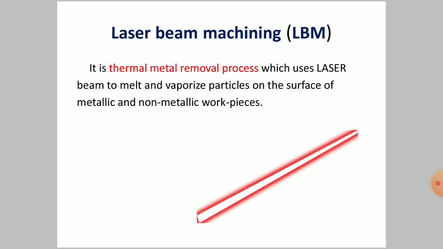Now, laser beam machining. It is shortly abbreviated as LBM. In laser beam machining, the acronym stands for light amplification by stimulated emission of radiation. It is a thermal metal removal process which uses a laser beam to melt and vaporize particles on the surface of metallic and non-metallic workpieces.